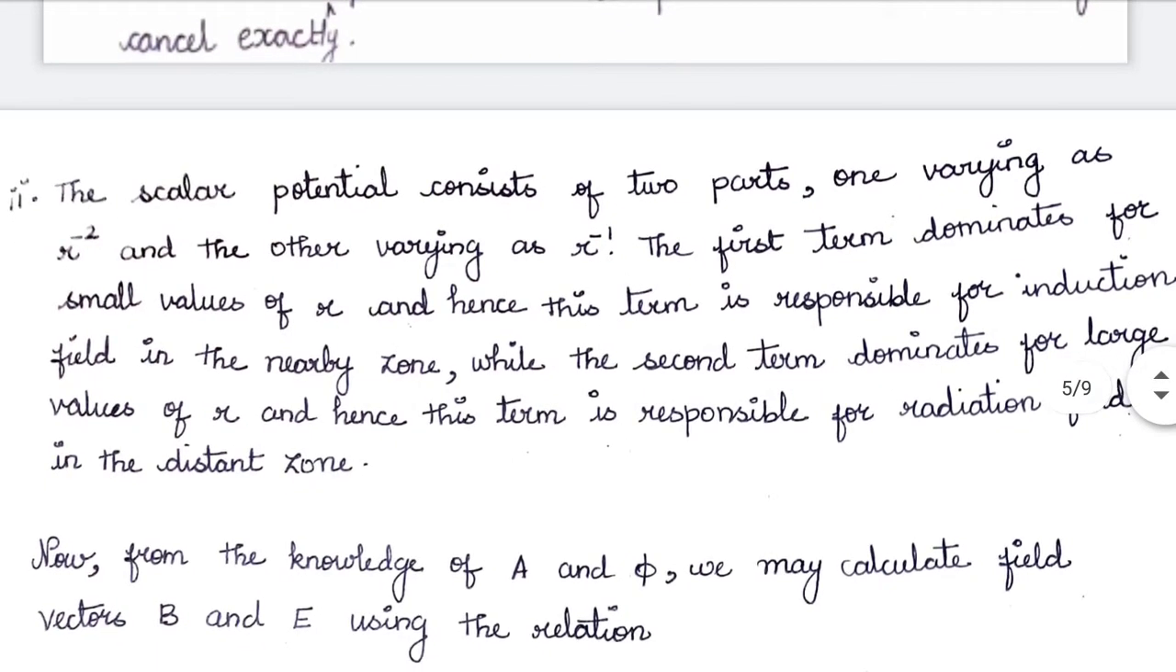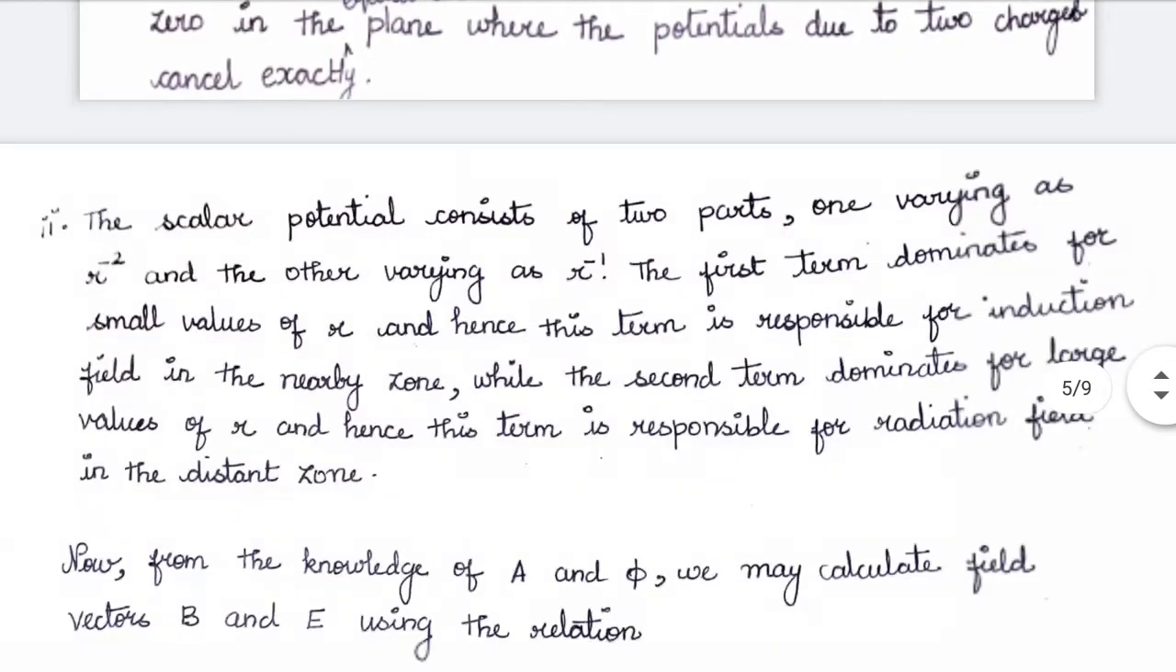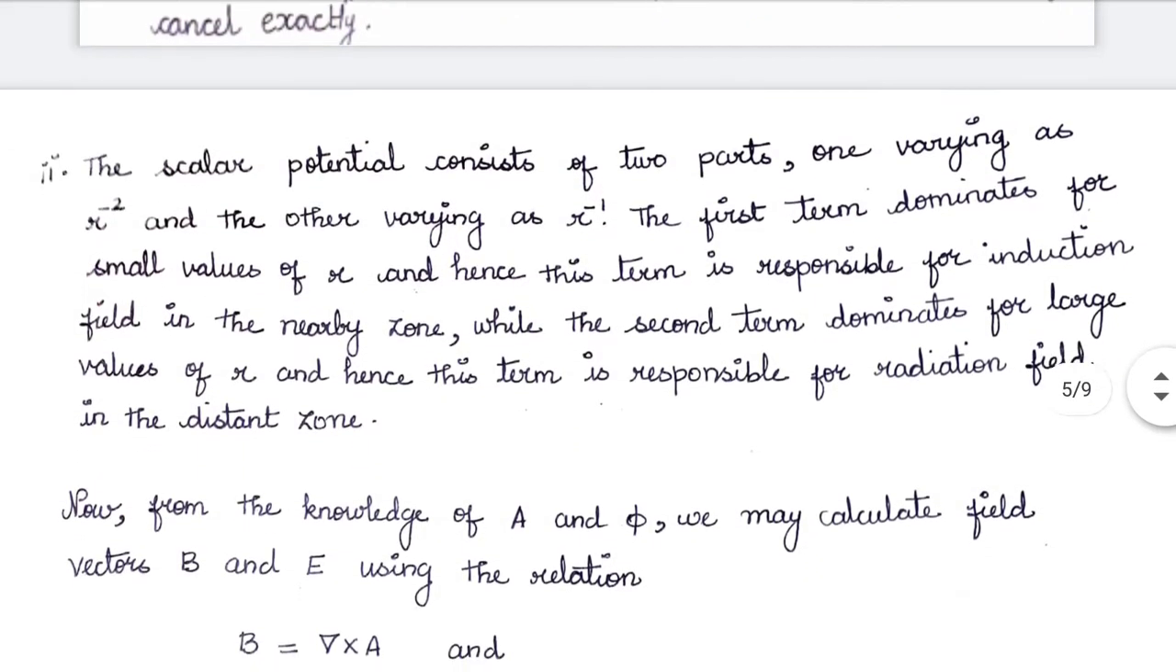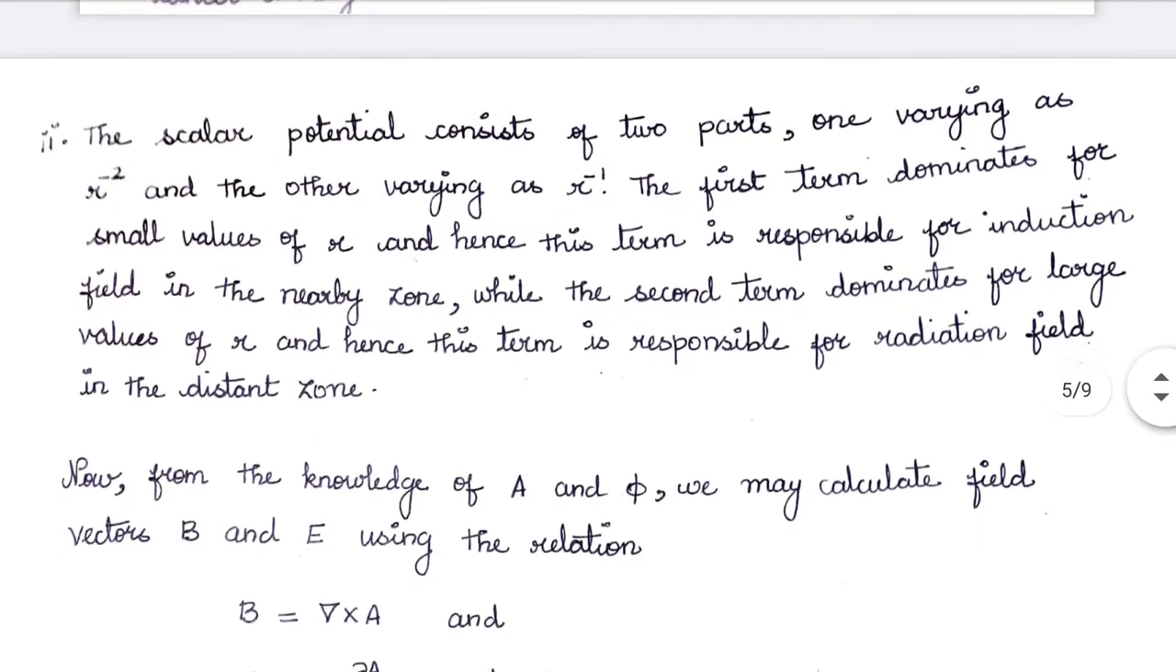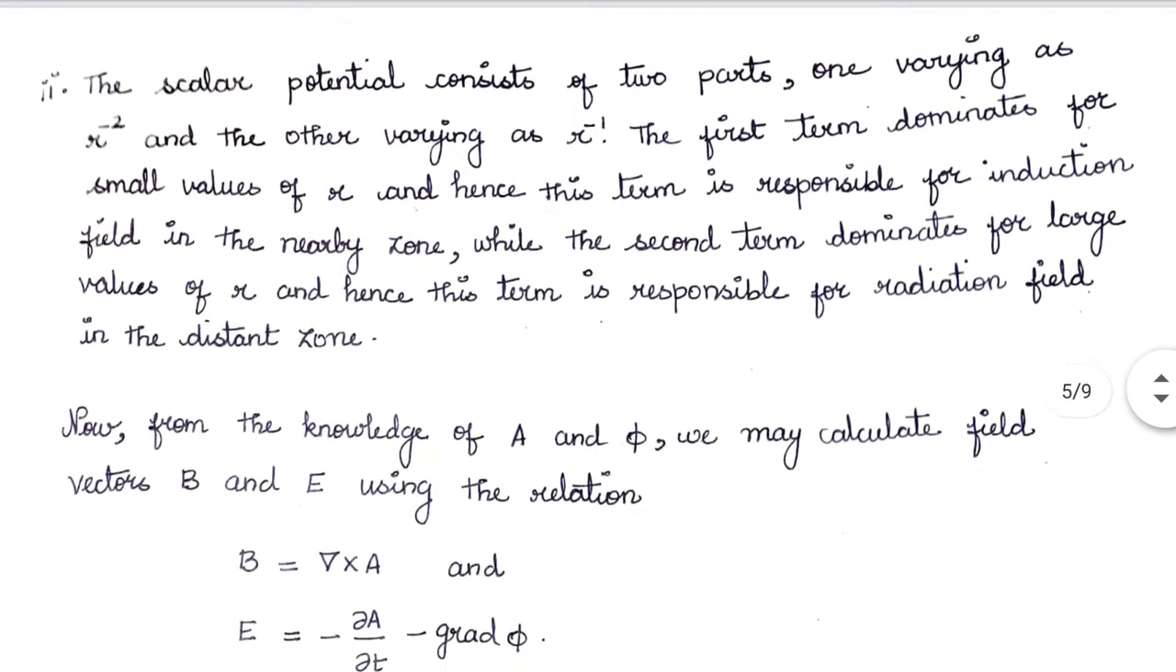The first term is dominant for small values of r and hence this term is responsible for the induction field in the nearby zone, while the second term dominates for larger values of r, and hence this term is responsible for the radiation field in the distance zone.